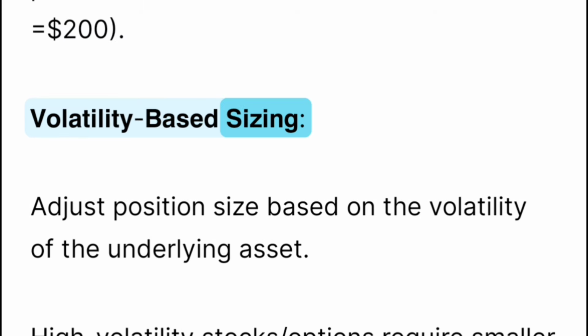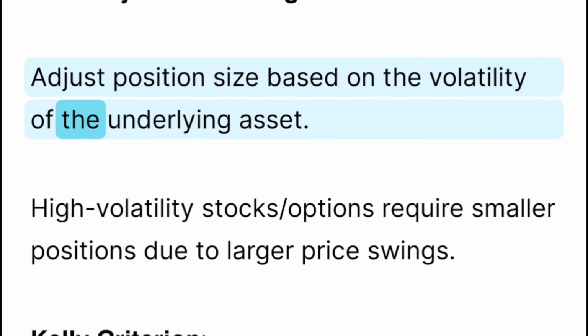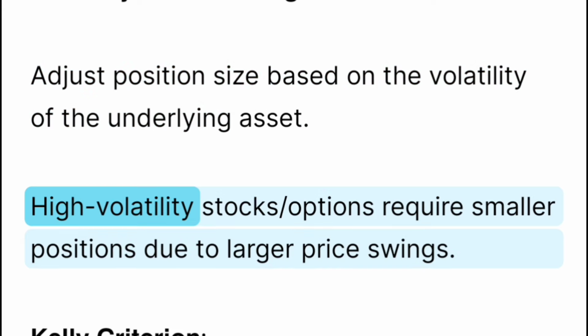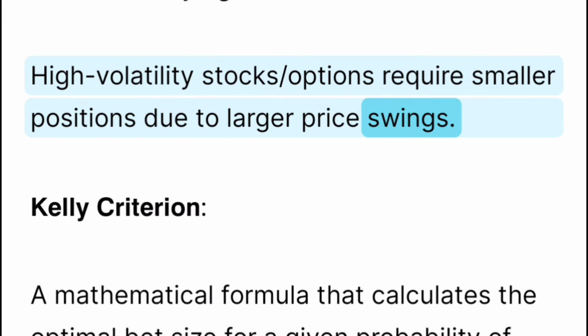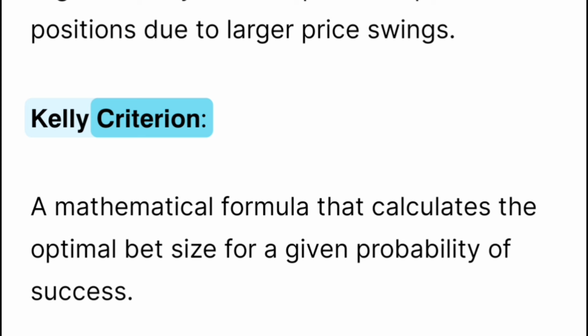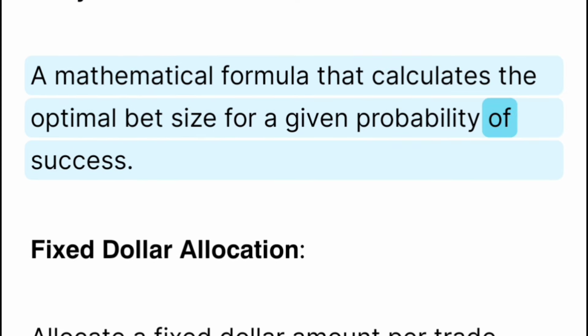Volatility-based sizing. Adjust position size based on the volatility of the underlying asset. High volatility stocks' options require smaller positions due to larger price swings. Kelly criterion. A mathematical formula that calculates the optimal bet size for a given probability of success.